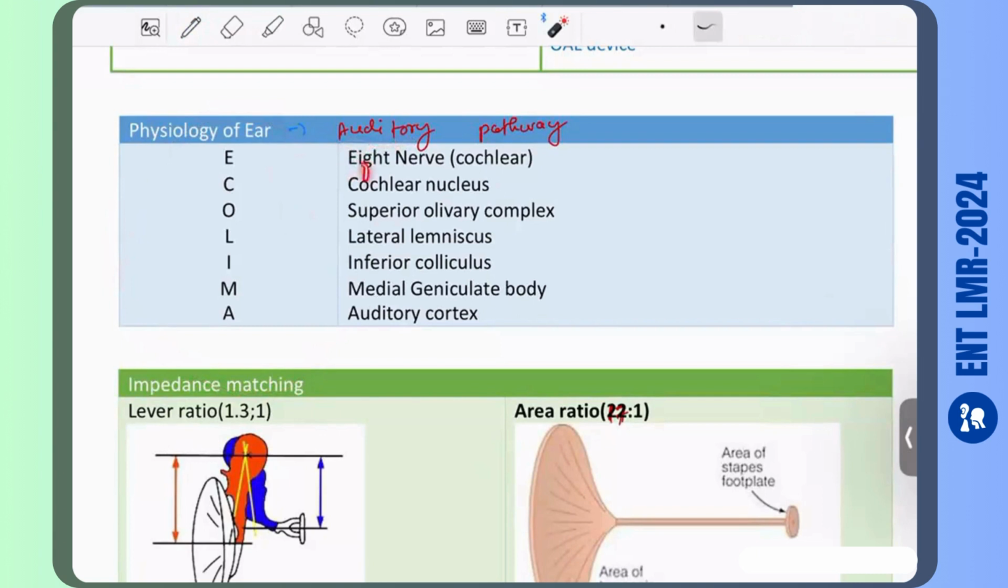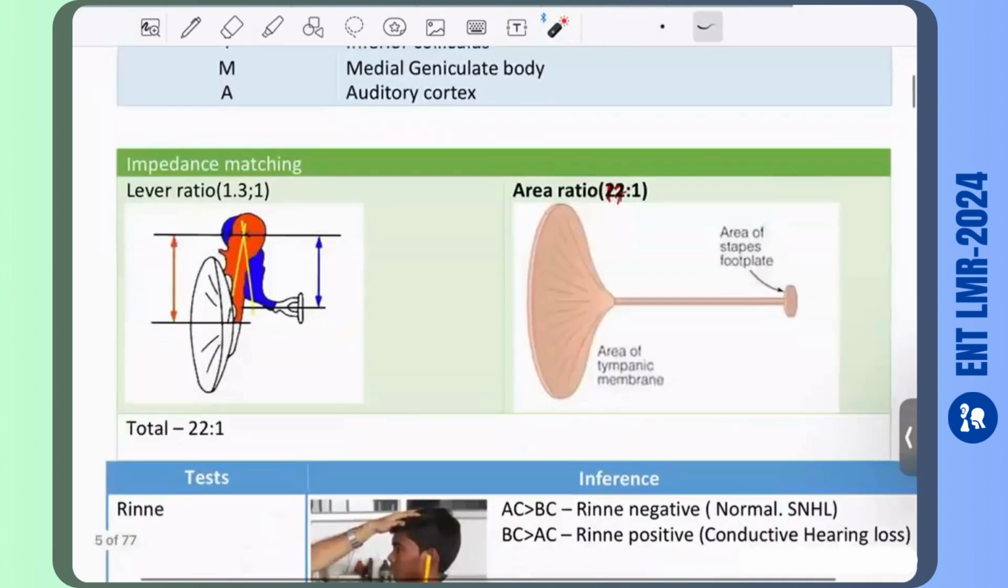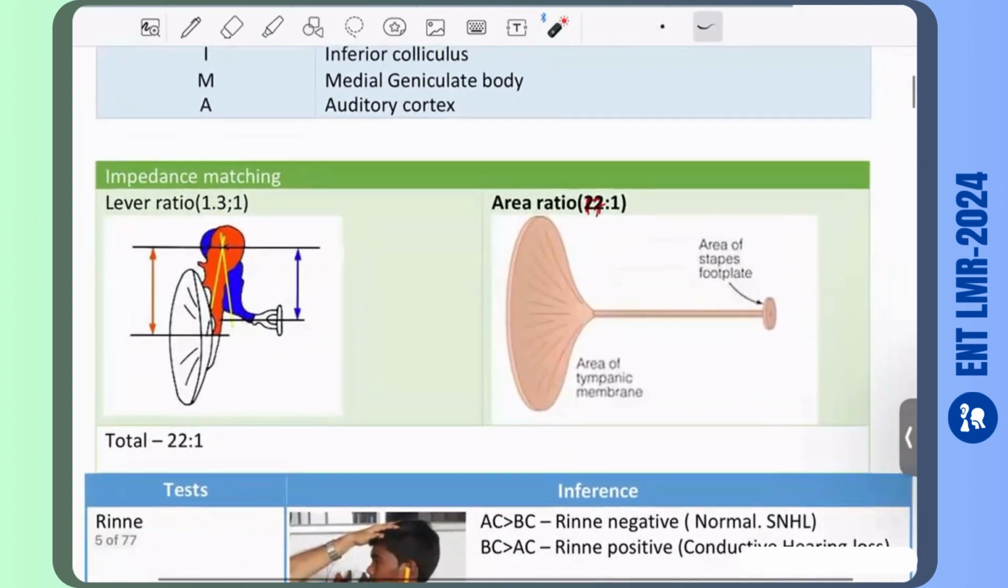Then cochlear nucleus. Then superior olivary complex. Then lateral lemniscus. Then inferior colliculus. Then medial geniculate body. Then auditory cortex. So ECOLIMA: eighth nerve, cochlear nucleus, superior olivary complex, lateral lemniscus, inferior colliculus, medial geniculate body, auditory cortex. It's very simple. Next, there is a concept called impedance matching.